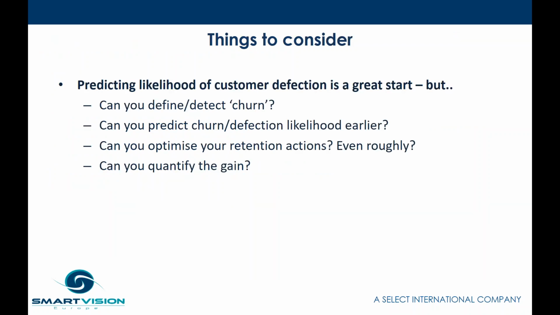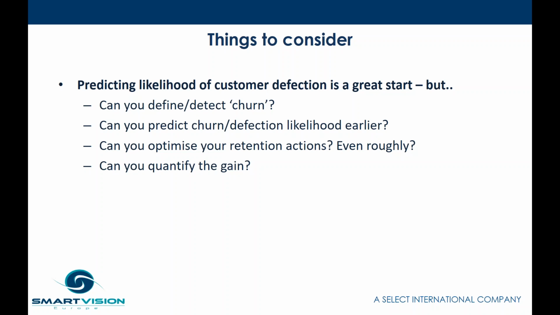Other things we can do: can we actually define or detect churn? Can we say when somebody has churned, when they've left? Can we predict churn or defection likelihood earlier? It's pretty easy to predict, for example, in a lot of subscriber-based applications, whether or not somebody is likely to renew their subscription 1 month before their subscription ends, but it's harder to do it 6 months before the subscription ends. And really, you want to be able to do it earlier, before the customer makes up their mind, before the subscriber makes up their mind.